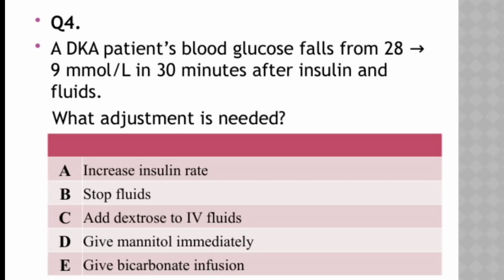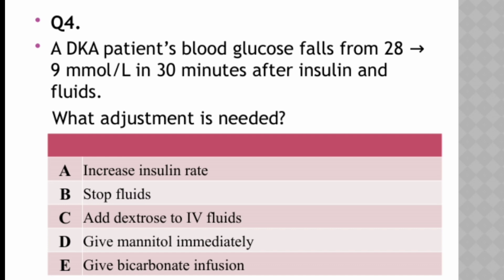In this scenario, we see that the patient's blood glucose has dropped significantly from 28 to 9 mmol/L within just 30 minutes after administering insulin and fluids. This rapid decline indicates that the insulin rate might be too high, leading to an overly aggressive correction of hyperglycemia. The key point here is that when blood glucose falls too quickly, it can increase the risk of cerebral edema and other complications. So, what's the appropriate adjustment?